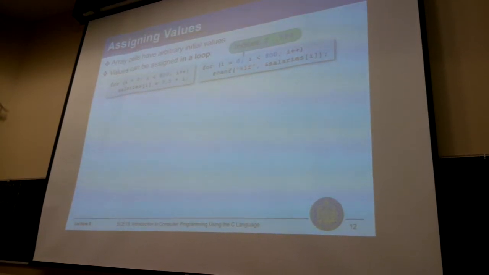Obviously, for that salaries program, we wanted to take in user input. So you could have loops, and at each loop, taking in a user input of the salary. And again, this for loop is going to loop from 0 to 799, which is all of the indices of the array.